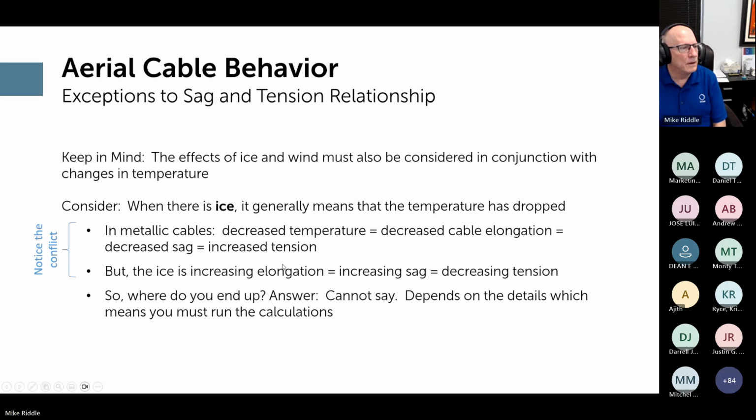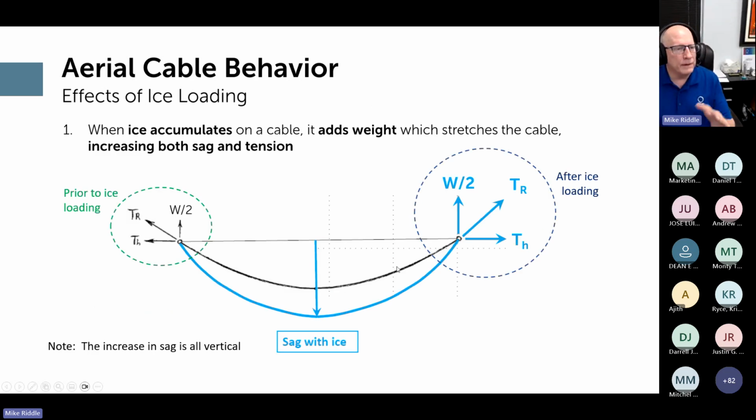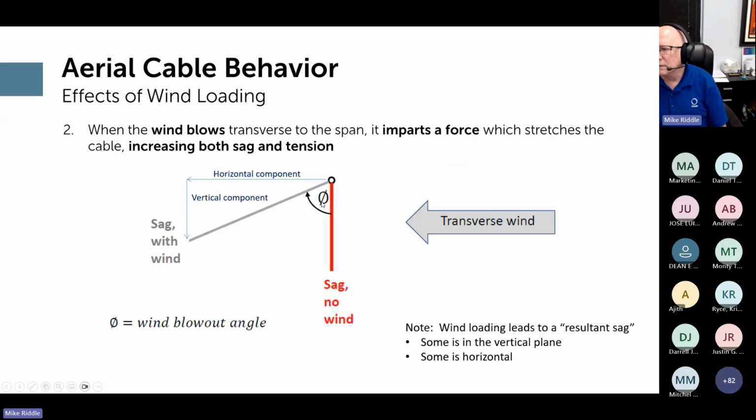Changes in temperature. I don't know why I thought there was a conflict in here. This is a mistake. Oops. I'll edit it before we post the slides. There was another minor mistake that I'll get fixed. Vertical portion, increasing ice. That's the vertical portion of the tension. A thing about this is that everything is still in the same vertical plane, so it makes this easy. It's here that things get more complicated when there's wind involved.